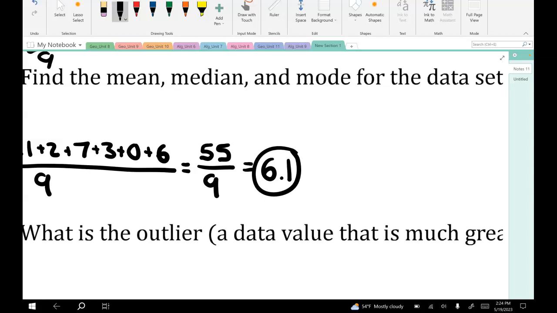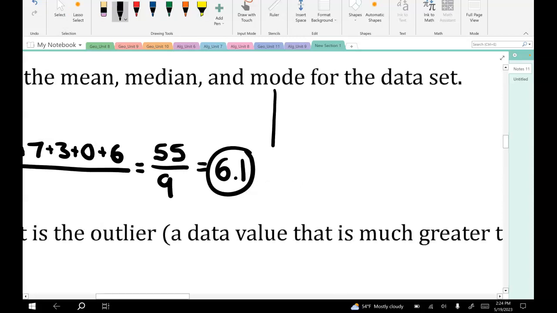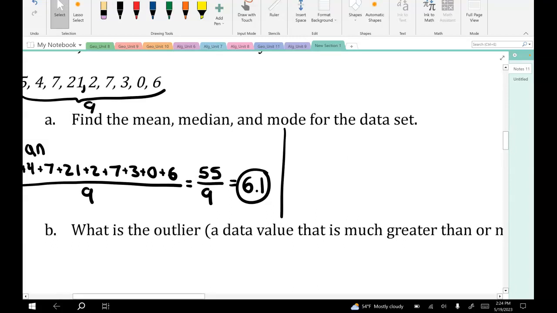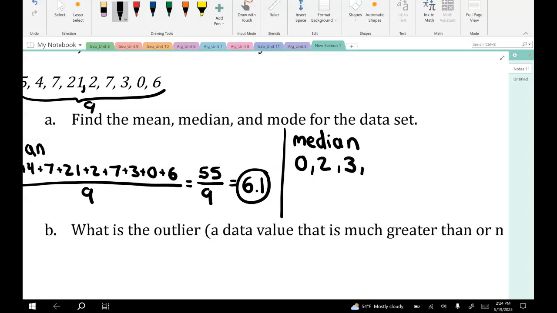To find another measure of center, we'll do our median. To do median correctly, we have to write our values from least to greatest. So my lowest value is 0. My highest value is 21, and I have to fill in everything in between. So it goes 0, then we have 2, then we have 3, 4, and 5. We have 6. We have 2 7s, so 7 and 7, and we have 21.